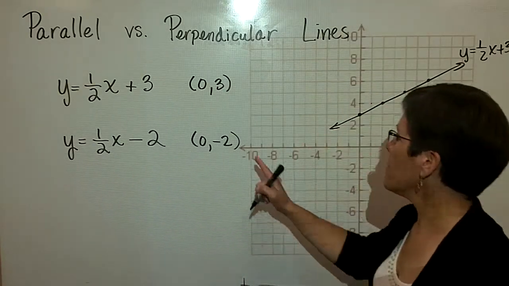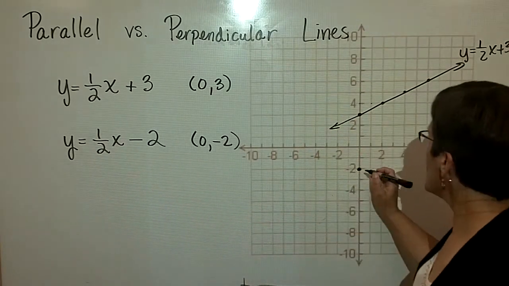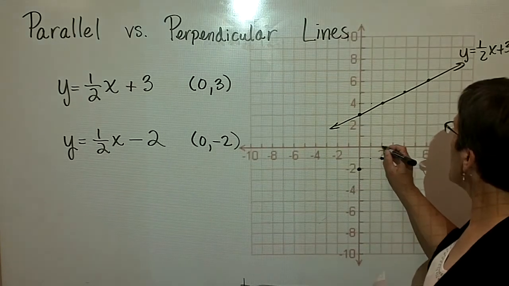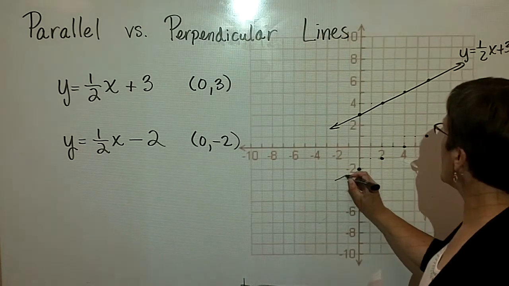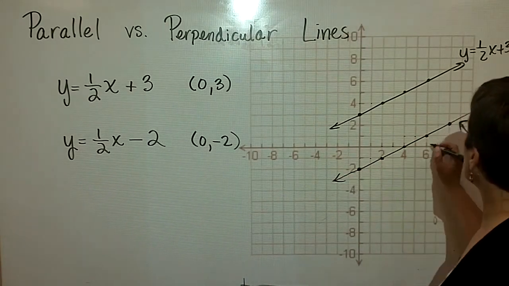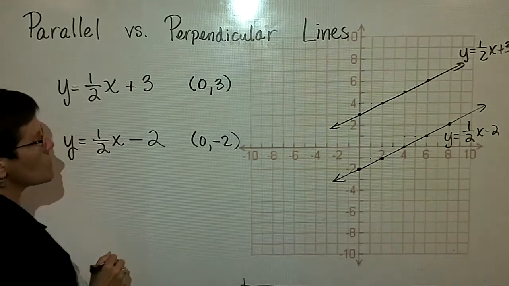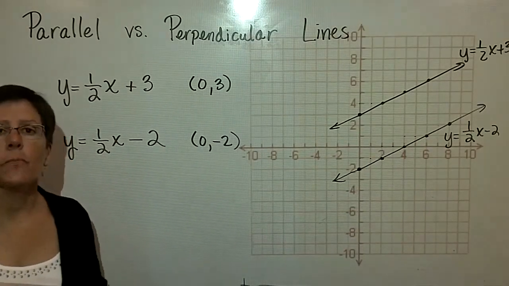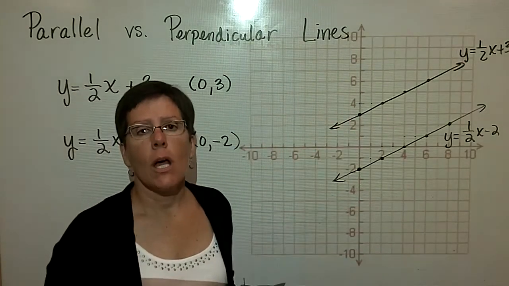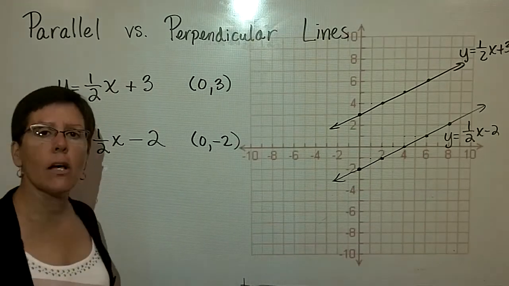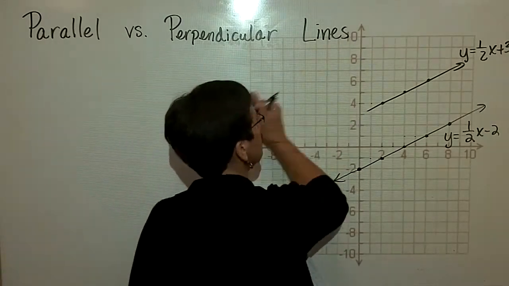Let's graph the second equation, where the y-intercept is -2, but the slope is still 1/2. So if I go up 1 and over 2, up 1 and over 2, up 1 and over 2, and I draw a straight line through that, I can see that the graph of y equals 1/2 x plus 3 and y equals 1/2 x minus 2 have the same slope, so they are parallel to one another. They just have different intercepts. So all I need to do if I ever want to know if two lines are parallel is find out what their slopes are, and then I can decide if they are parallel or not.